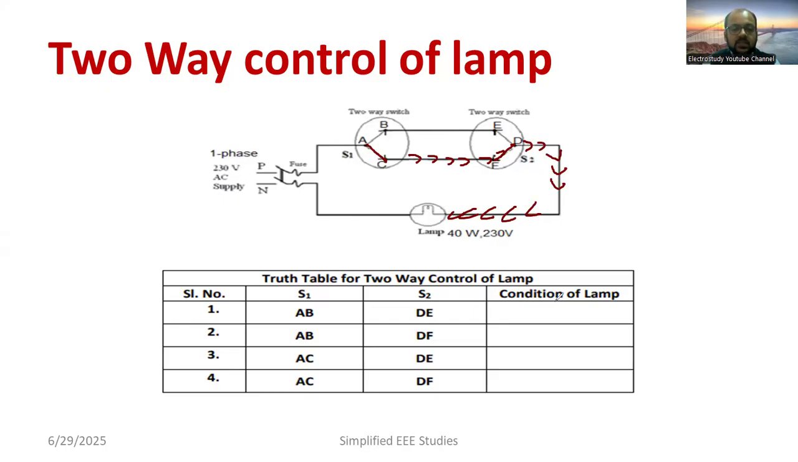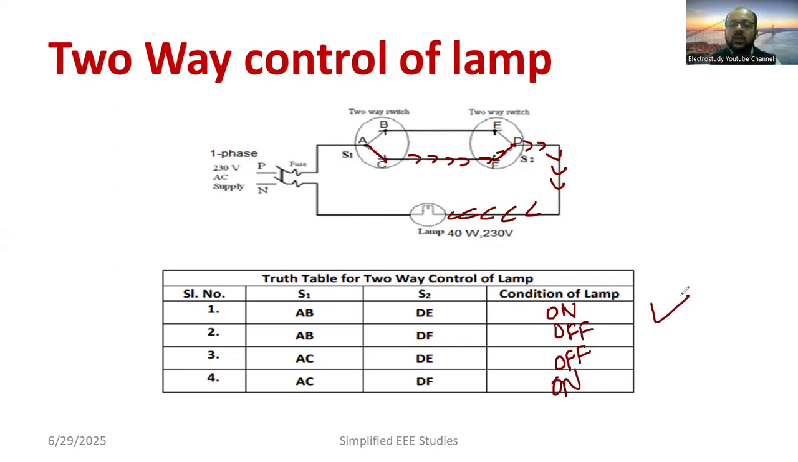So let us summarize it. Whenever the condition at AB and D is happening, the bulb is on. So for ABDF and ACD, the bulb will be off only. Correct? Yes. But in the last condition, AC and DF, we have verified that the bulb is in the on condition.